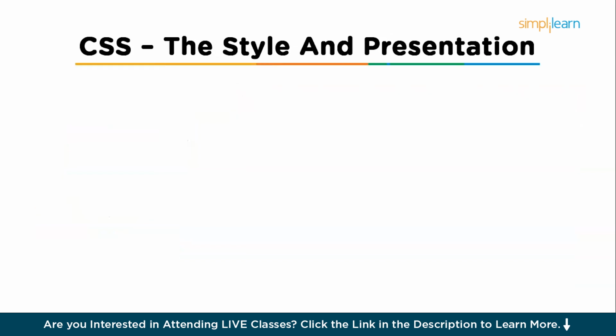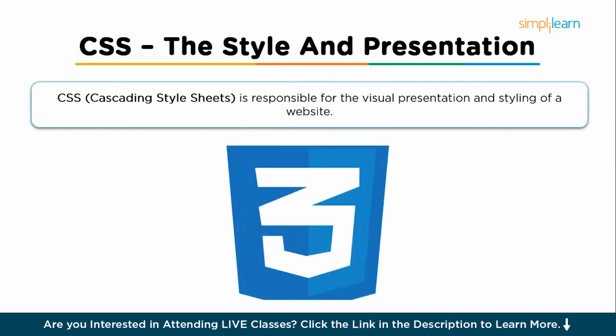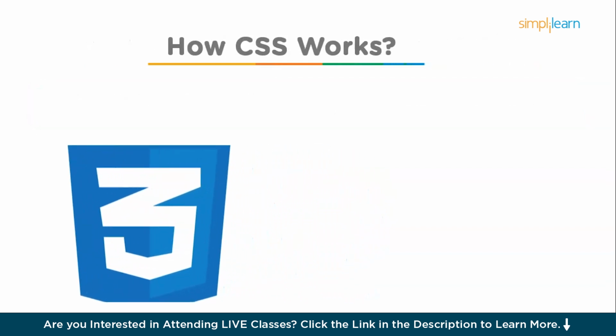The second is CSS, the style and the presentation. While HTML provides the structure, CSS, cascading style sheets, is responsible for the visual presentation and the styling of the website. CSS allows developers to control the layout, colors, fonts, and spacing of the web page, as well as its responsiveness to different screen sizes. By separating the content (HTML) from its design (CSS), developers can easily manage the look and feel of the website without altering its structure.